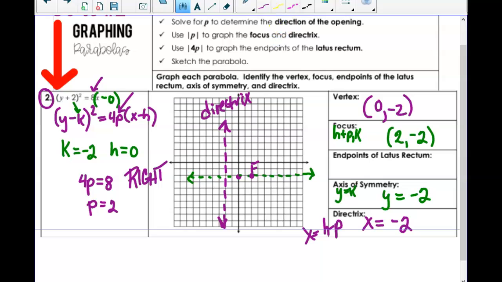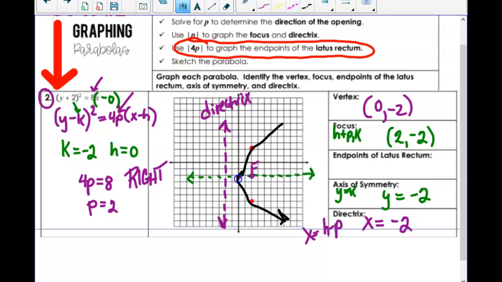Now, because our p-value is a nice 2, we can use it for this idea of the latus rectum, because 4p was a distance of 8. Remember it says up here, use 4p to find the endpoints of the latus rectum. 4p was 8. It means a total of 8 units from the focus. So that would be 4 units above and 4 units below, if we wanted 2 nice ordered pairs to draw this through.